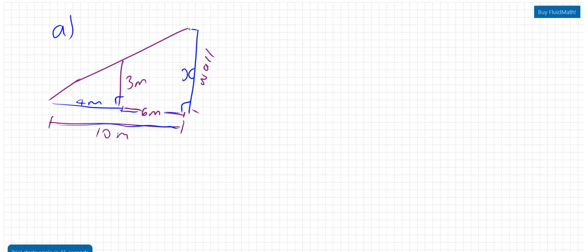If I was given this length here, the length of the timber, then yes, I could use Pythagoras, but I don't have that. So it comes down to our knowledge of similar triangles. We have to use our knowledge of that.